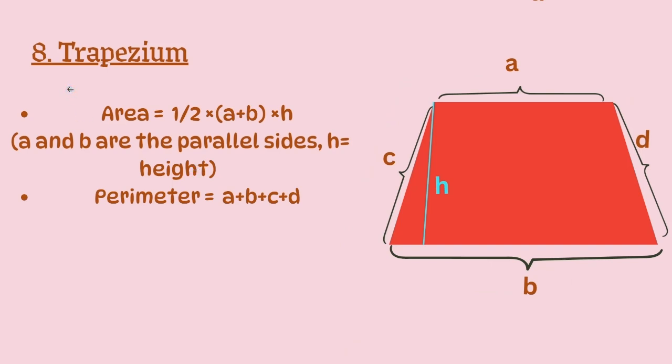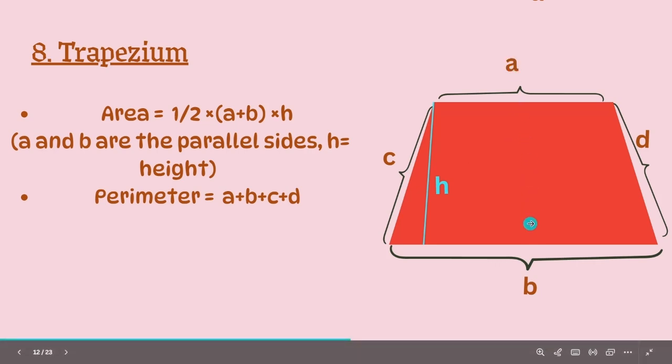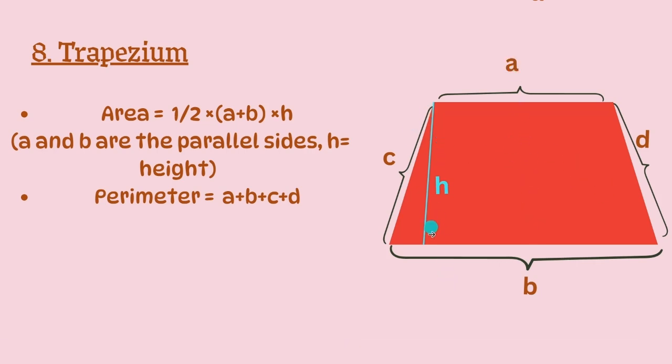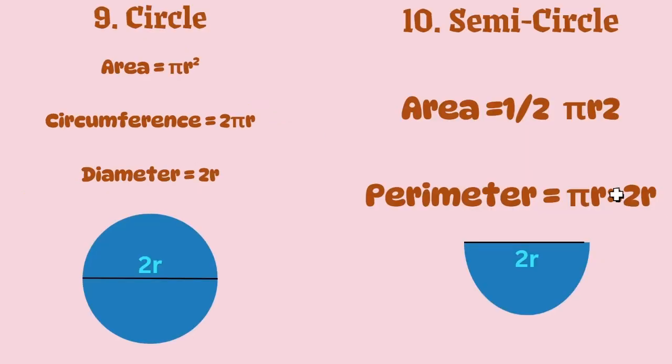Then we have trapezium, area given by half into (a plus b), that is the sum of the parallel sides, into height, that is the height between the parallel sides. The perimeter is simply the sum of all its sides. Then we have circle and semicircle. Circle area is given by pi r square, and semicircle is given by half pi r square. Circumference is given by 2 pi r and diameter by 2r, and here the semicircle perimeter is given by pi r plus 2r.